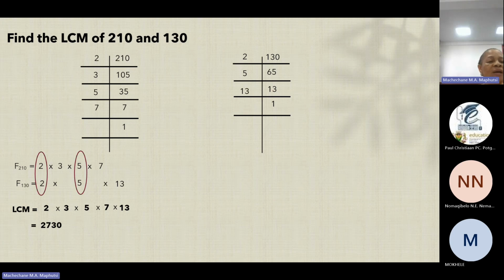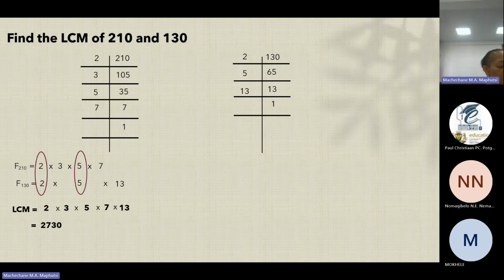So let's look at this one. As you can see, we have 2 in 210, and we have also 2 in 130. So we group the 2s, and also we have 5. They appear in both lists. So for us to find the LCM, for the 2 2s, we only write 2, but we have also to multiply by 3. Okay, we multiply by 5. For the 2 5s, we only take 1 5. We multiply by 7, and we also multiply by 13.